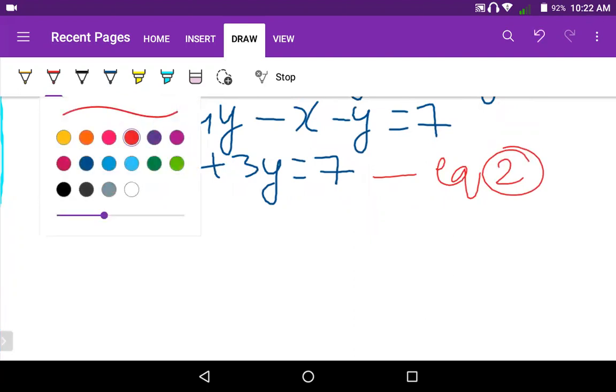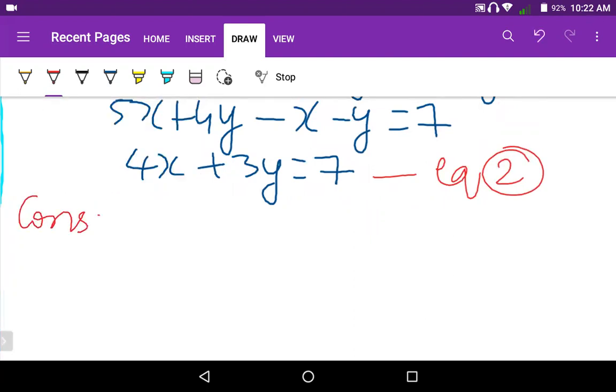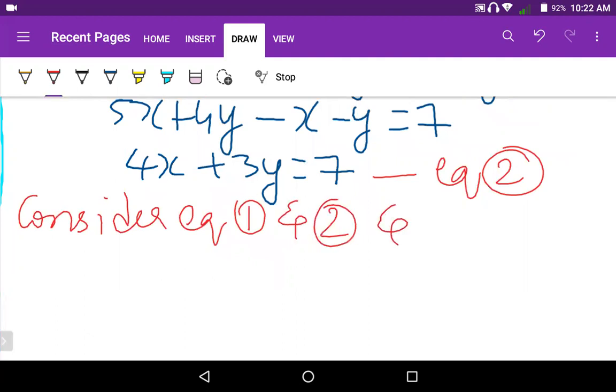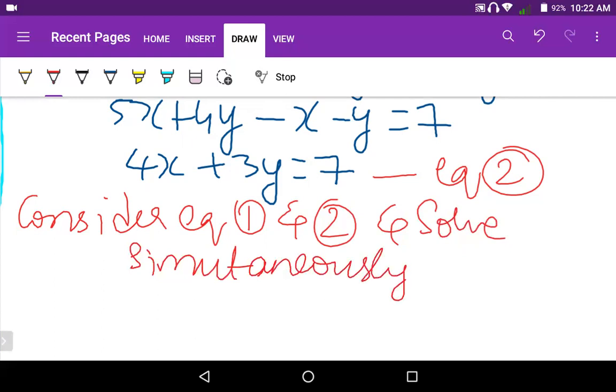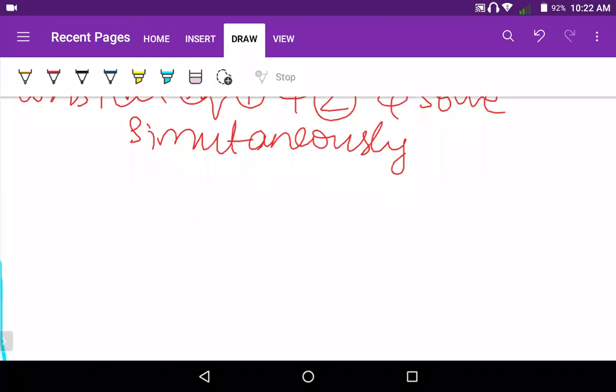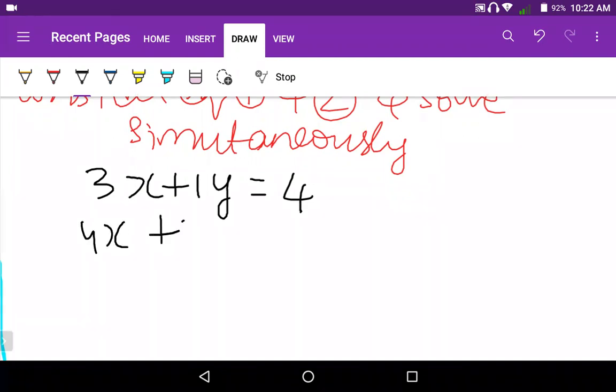Okay. So consider equation 1 and 2, and solve simultaneously. Okay. So what are the equations? Equation number one is 3x plus 1y is equal to 4. And second equation is 4x plus 3y is equal to 7.